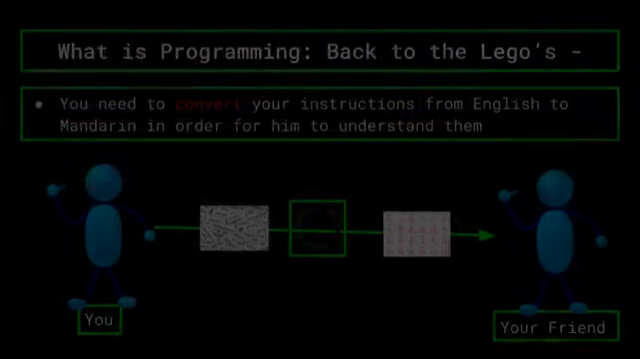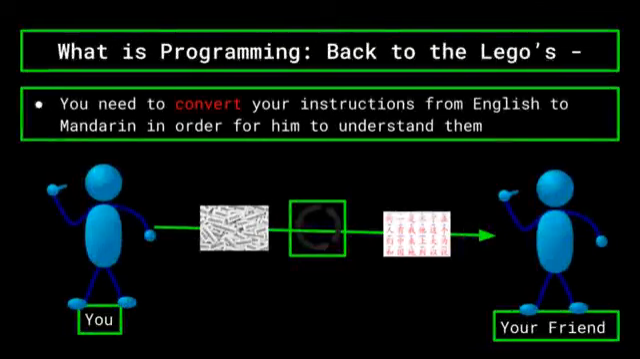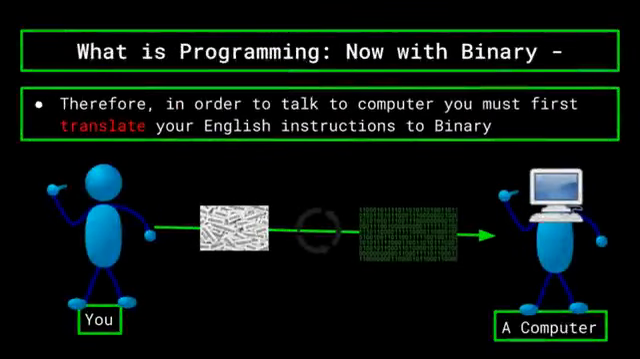In order to speak with him, you have to convert the instructions that you understand in English into the language that your friend understands. This process is essentially what you must do for your computer in order to make it understand the instructions that you give it. The big difference between the two examples, however, is that it is very difficult for people to understand machine code in binary.